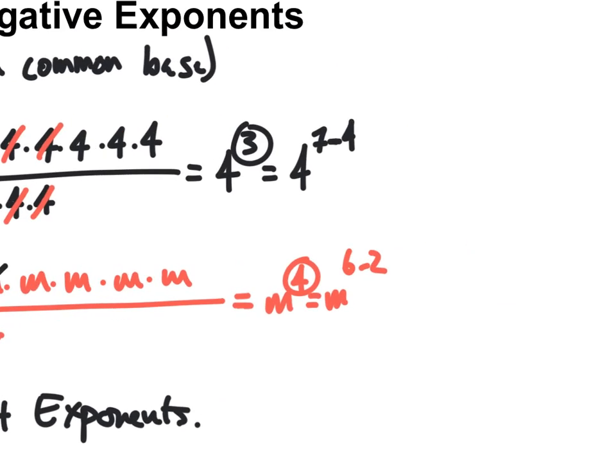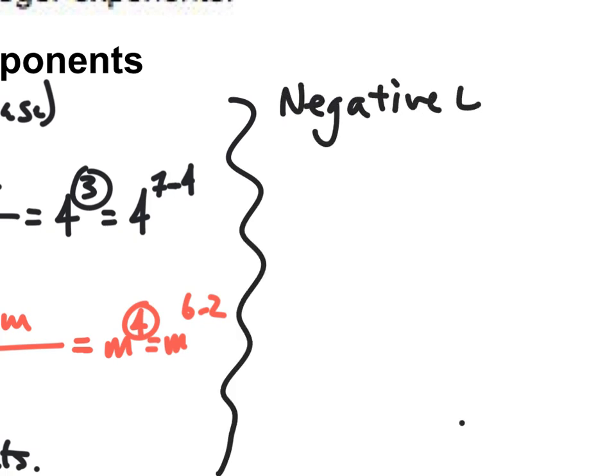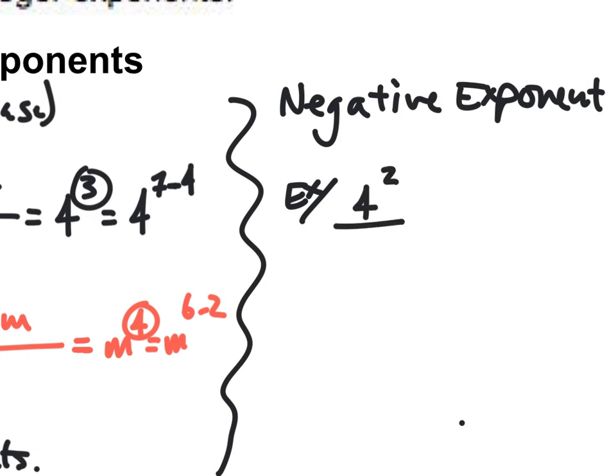So then let's think about something like this. Let's come over here and think about the introduction of the negative exponent. If we talk about the negative exponent, let's think of an example, like 4 to the 2nd power divided by 4 to the 5th power. If we think about dividing our exponents, then we get 4 to the 2 minus 5 power, which gives us 4 to the negative 3.